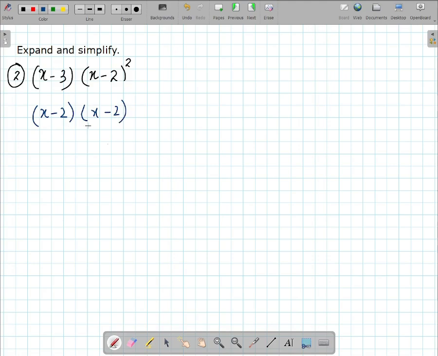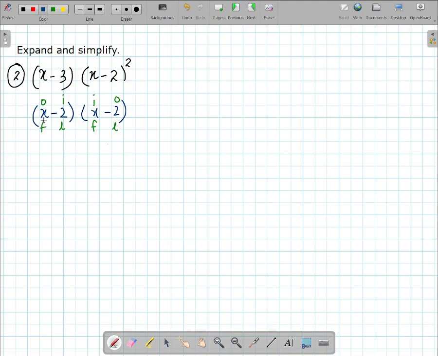I'm going to use FOIL method here. FOIL method means firsts, outsides, insides, and lasts.